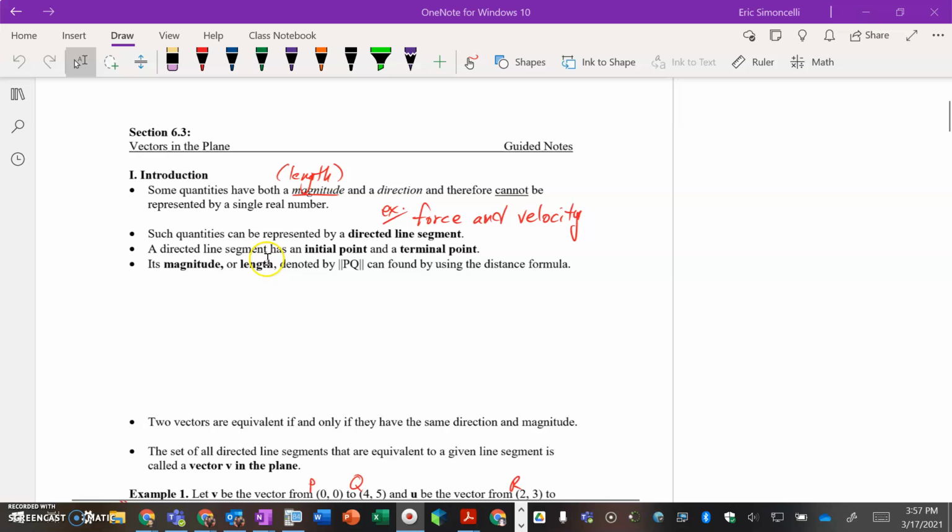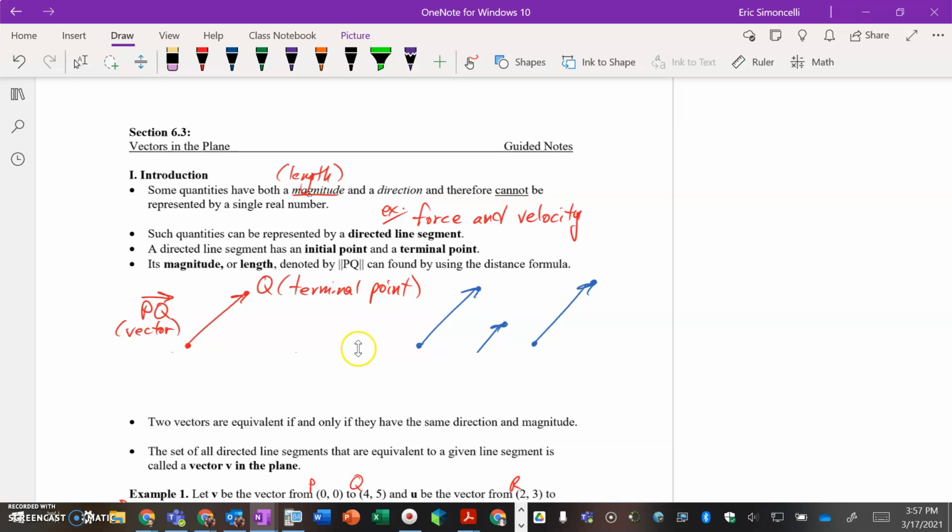A directed line segment has an initial point and a terminal point. Its magnitude, and as I already said, length, denoted by PQ, can be found by using the distance formula. So I do have some depictions here for us to take a look at. First, we'll start with the drawings of PQ. First, noting that this particular vector is what we're going to define it to be, of course. A vector PQ starts at point P as the initial point, and it ends at point Q, the terminal point.